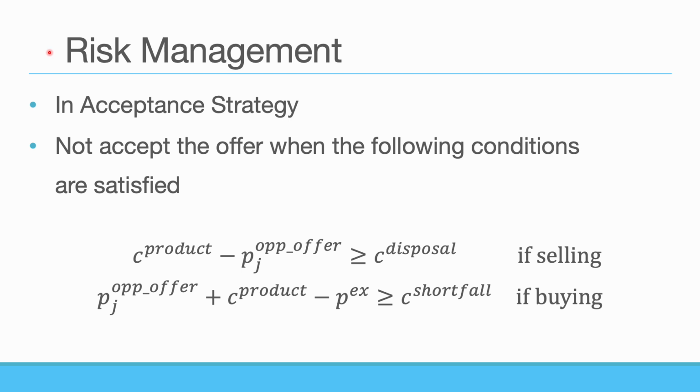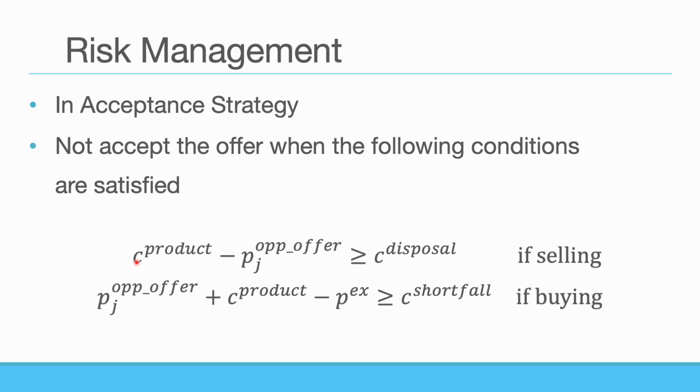Move on to the next part. I want to talk about risk management. In acceptance strategy, GentleS checks if the minimum requirements are satisfied. More specifically, it doesn't accept the offer when the following conditions are satisfied.